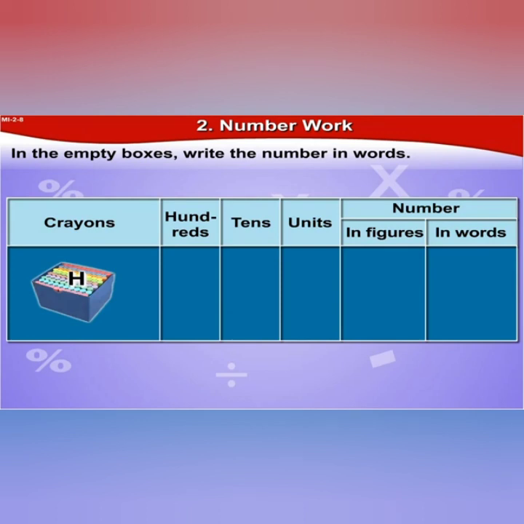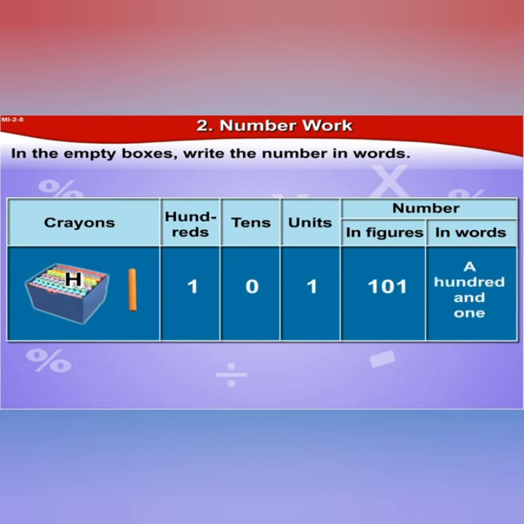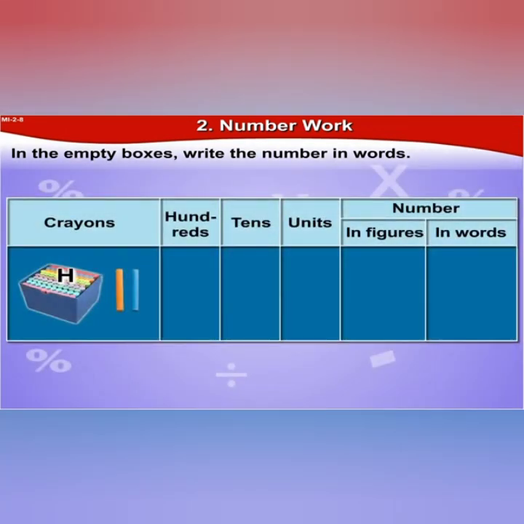Here we have a box of 100 crayons and one more crayon, which means it is 100, 0 tens, 1 unit. In figures it would be 101 and in words 101. The next picture has a box of 100 crayons and 2 more crayons, which means it is 100, 0 tens, 2 units. In figures it would be 102 and in words 102.